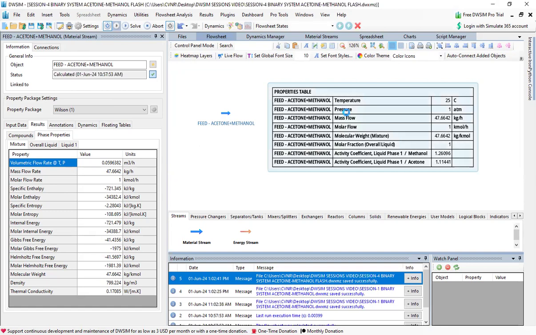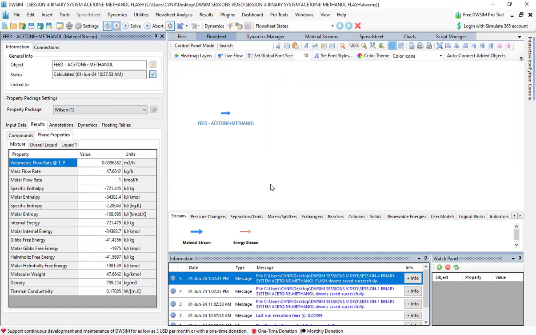To do that flashing itself, I should know what its bubble point and dew point are. So first of all, what I should understand is the bubble point and dew point of this mixture. Again, in these two there are two things: pressure and temperature. If I know pressure, I'll find temperature. And if I know temperature, I find pressure.